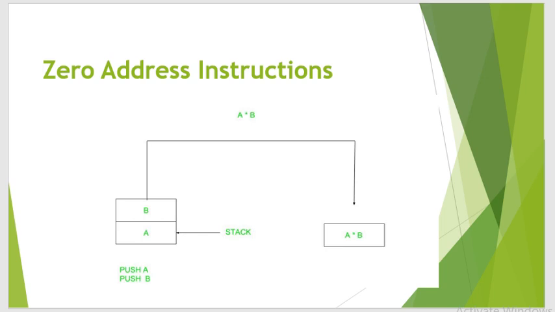So push a stands for inserting the operand a value into the stack. Then push b is used for inserting the next operand value into the same stack. After that the operation is a multiplication operation. So a star b, we find the a star b value in some other memory location. After that, that particular answer will be transferred to the stack. So this is the operation of the stack in the zero address field.